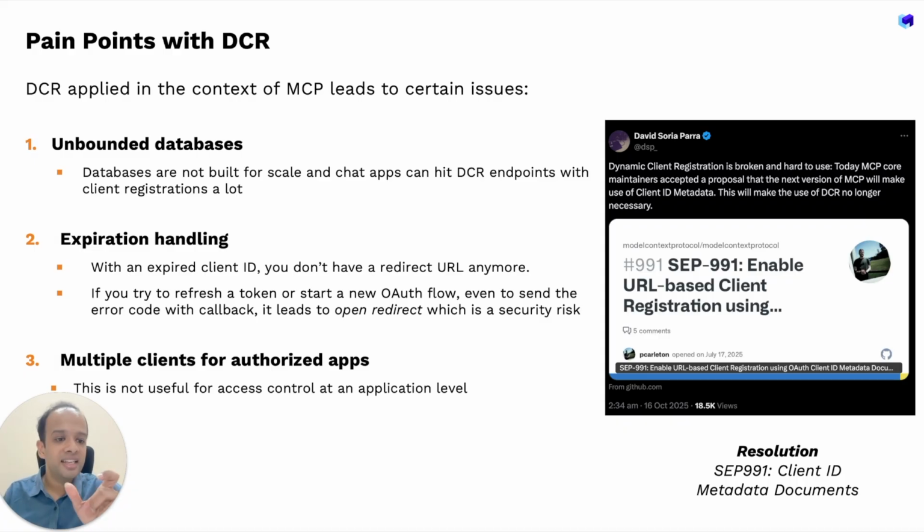So the client ID is mapped to the URL of the metadata file, right? And the metadata file has all the application information, including the redirect URI and so on, right? And this enables a one-to-one mapping between an application and the client ID, right? So although there can be n number of clients, it's basically a one-to-one mapping that occurs.